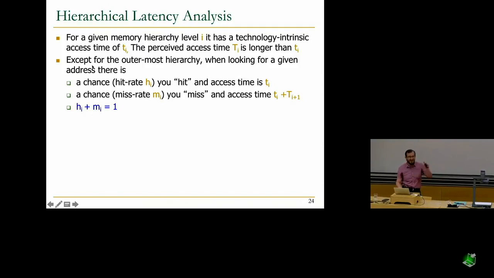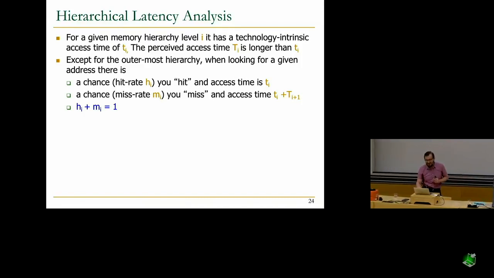So let's take a look at that. When you're looking for a given address in a cache level, there's a chance that the access you're doing to the cache is going to hit. Whenever you access the cache and the cache says, oh, I have the data, here it is, that's called a cache hit. In this case, you have a fraction that's called the hit rate. It could be 99%. That sounds good, right? 99% of your references hit in the cache. And those hits experience an access time of small t_i, the latency of that cache itself.